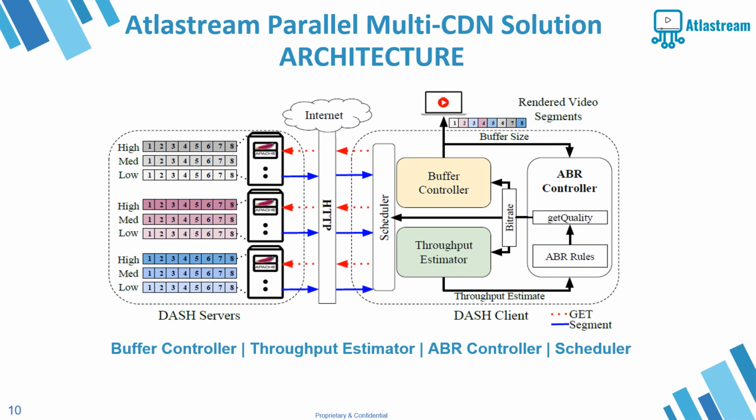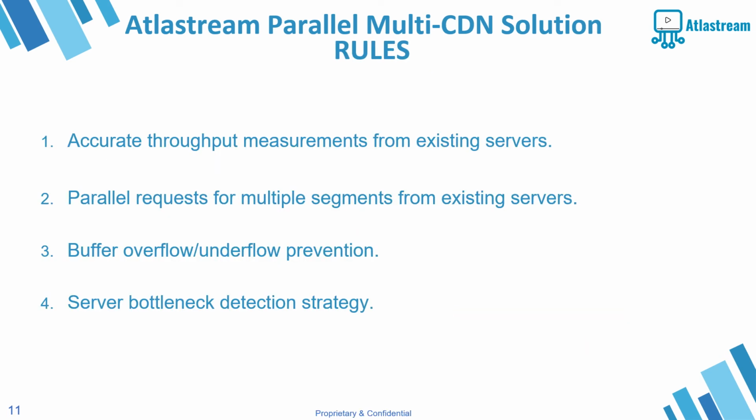Here, the player requires only to know available CDNs that should be included in the manifest. For example, for Dash, we have to use the base URL tag of the MPD file to list all the available CDNs. During Atlas Stream multi-CDN solution design, we take care of the following rules.